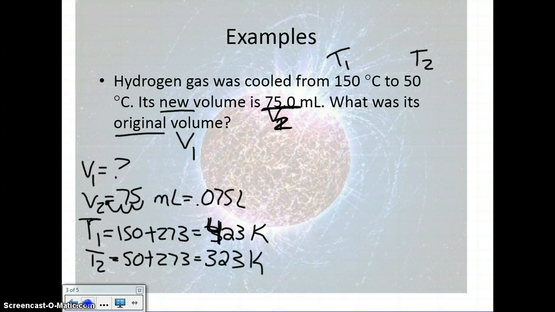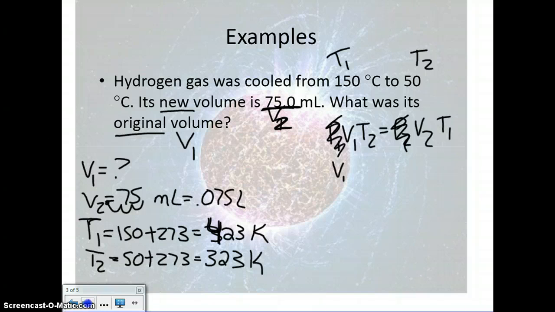Now our equation, P1 V1 T2 equals P2 V2 T1. And we don't have what? Pressure. So we are left with volume and temperature. Now we're just plugging in. We don't know V1. We know T2 was 323. V2 was 0.075. And T1 was 423. So 0.075 times 423.